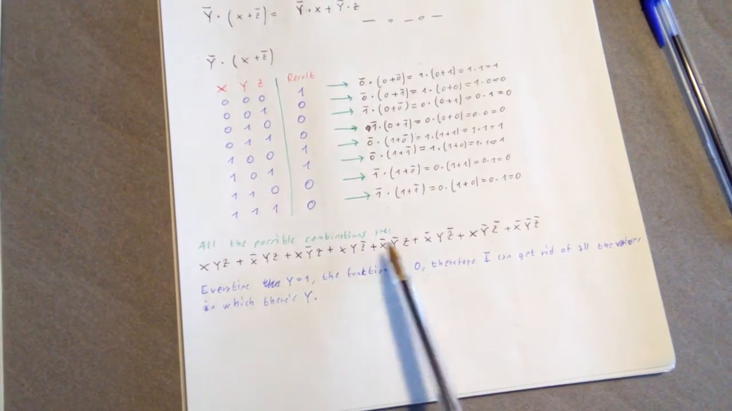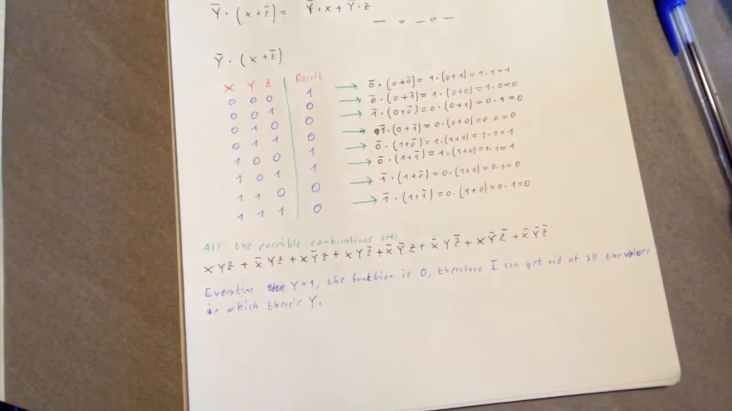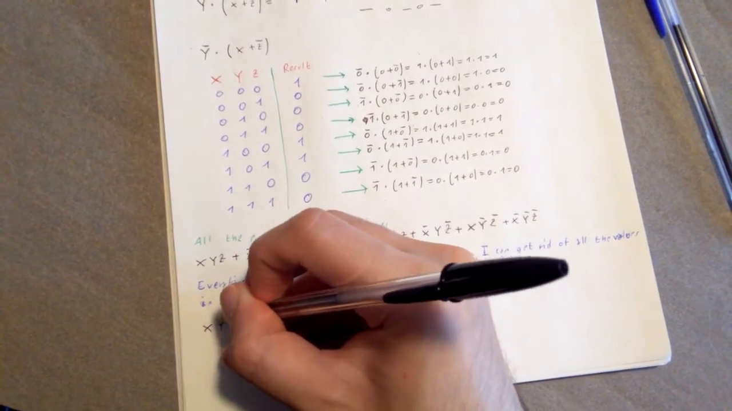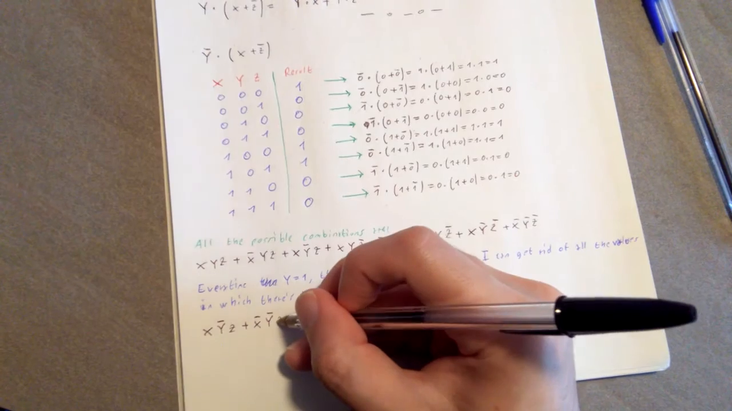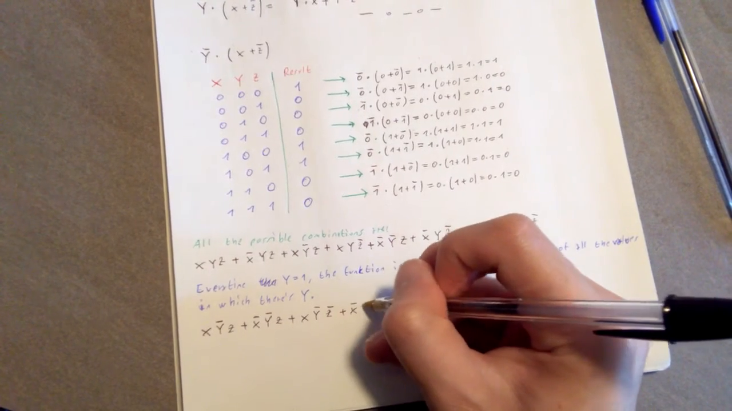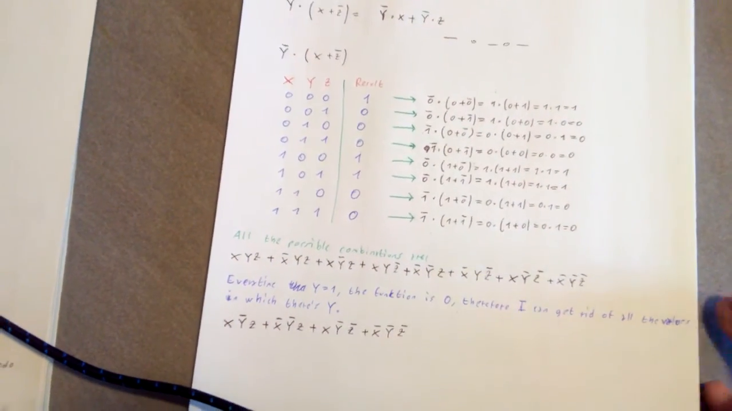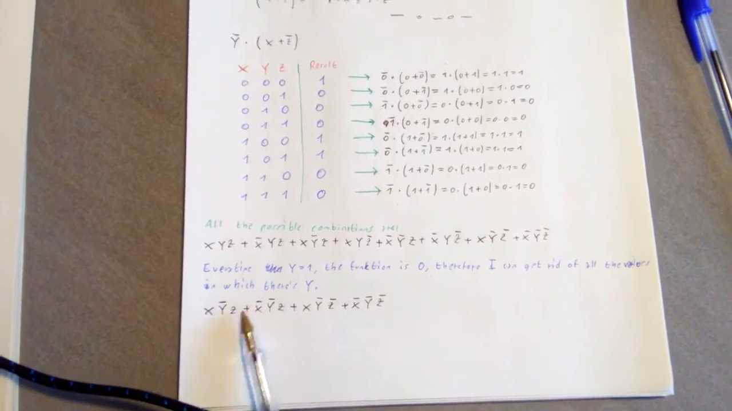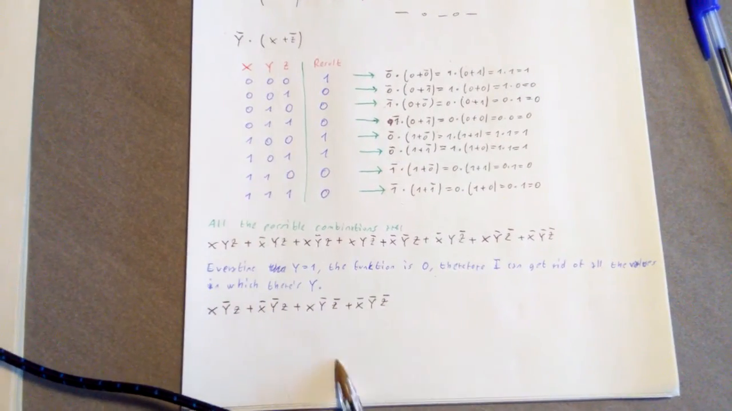I'm gonna keep all the values in which there is y naught, but I can get rid of all the other ones. So what I'm left with is x, y naught, z plus x naught, y naught, z plus x, y naught, z naught plus x naught, y naught, z naught. I can't really say anything about the other ones, but I reduced this expansion because I just got rid of all the values with just y and not y naught.